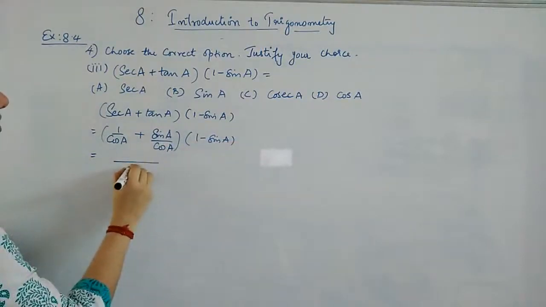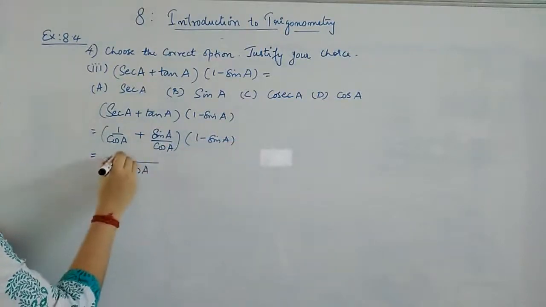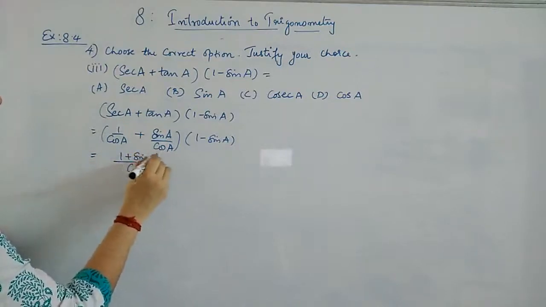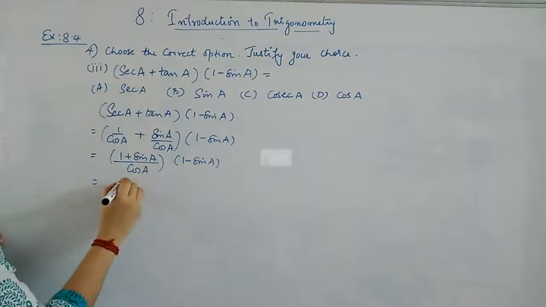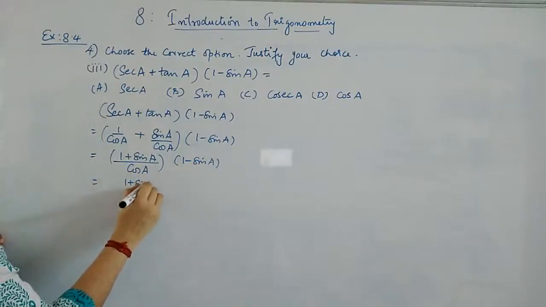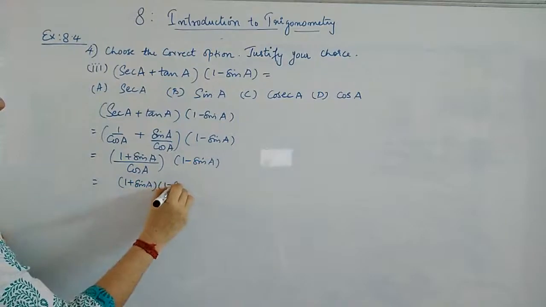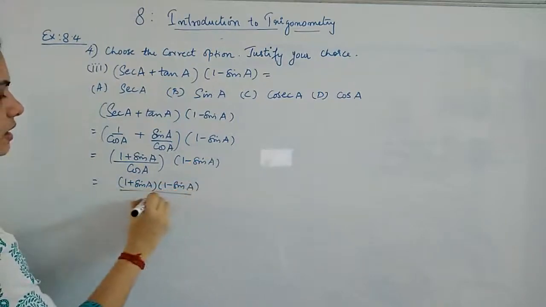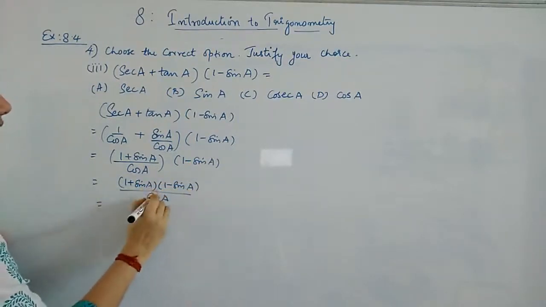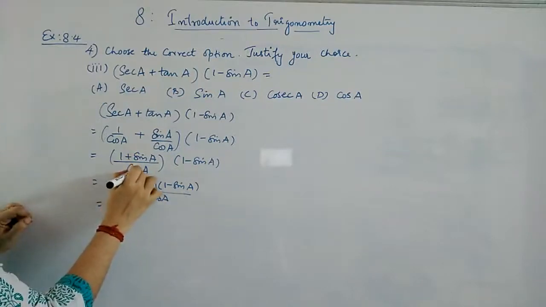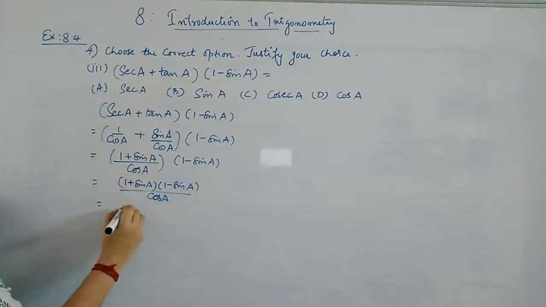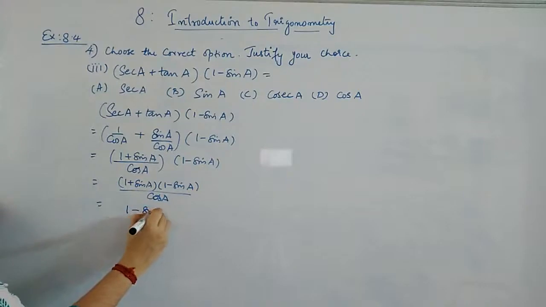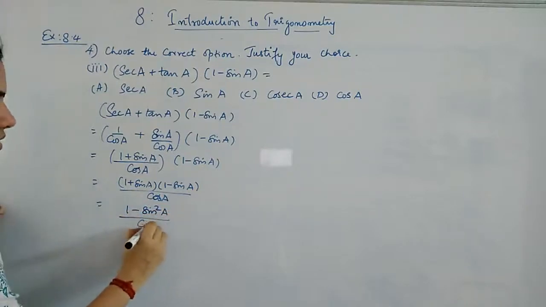Now we are taking the LCM here, we will get cos a in the denominator, numerator will become 1 plus sin a into 1 minus sin a. So in the numerator you can just see it is in the form 1 plus sin a into 1 minus sin a, which is a plus b into a minus b, so this can be written as a square minus b square. So you will get 1 square minus sin square a. So 1 square is 1, so it is 1 minus sin square a divided by cos a.